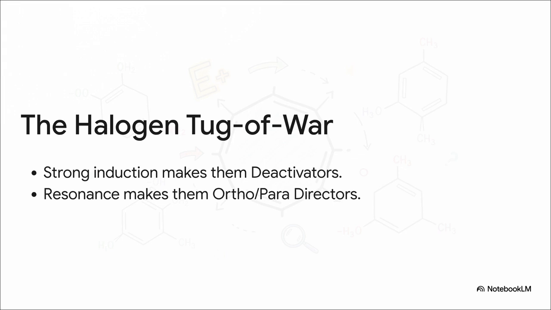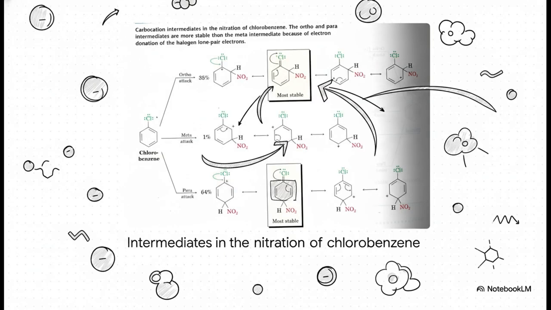However, their lone pairs give them a weaker electron-donating resonance effect. It's kind of a paradox, right? So how do we resolve this paradox? Look at the mechanism for chlorobenzene. Yes, the reaction is slow overall because of that inductive withdrawal. But when it does happen, check out the boxed structures. Just like we saw with phenol, the chlorine's lone pair stabilizes the positive charge exclusively in the ortho and para intermediate pathways. The meta pathway gets absolutely no help. So they are deactivators, yes, but they are uniquely ortho and para directors.